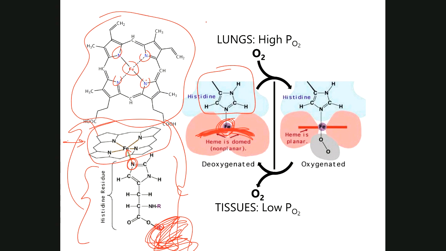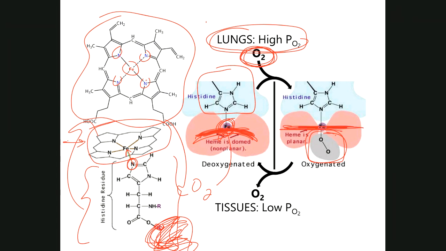Well, what happens when the oxygen comes in the lungs, where we have lots of oxygen? That oxygen is going to come along. Here's the O2, whoop, it binds to that iron. And now that the oxygen is bonded to the iron, what happened? What was a dome shape is now a straight shape. So what did that do? That actually pulled down on that histidine. So this whole thing got pulled on. So what that did is that it transmitted a slight change of shape onto the globin.